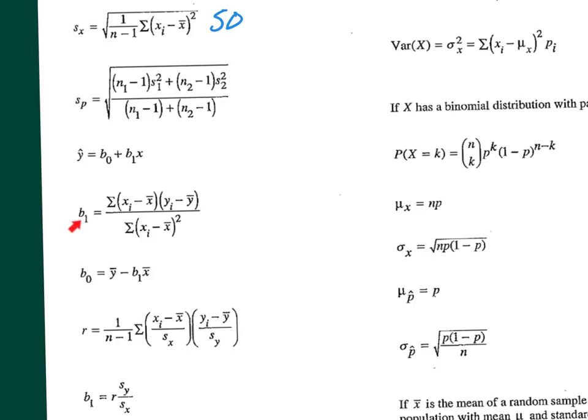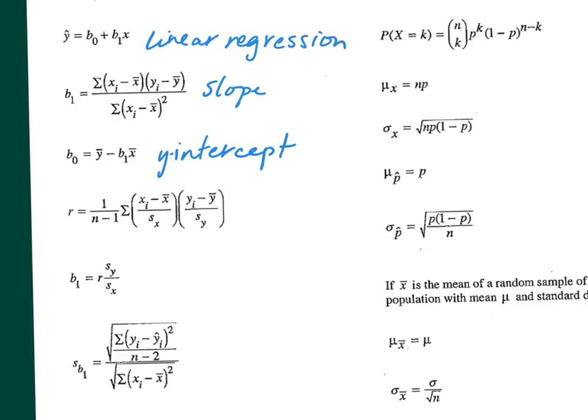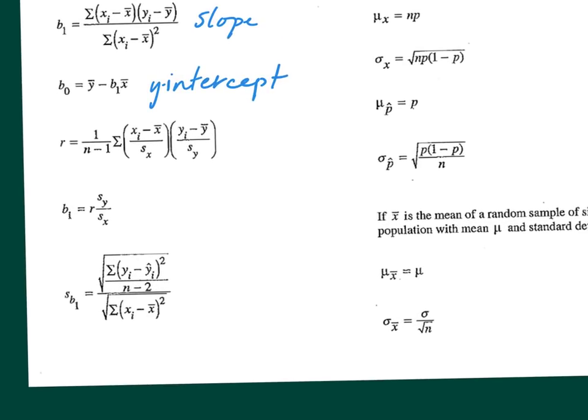This is the calculation for your slope. Deviations from the mean for x times the deviations from the mean for y, summed up, divided by the deviations from the mean for x squared, all summed up. Again, not a calculation you'll ever have to do by hand. This next one, b sub 0, that is your y-intercept. I guess I'll label that. So because of the calculator functions, a lot of these you won't have to use.